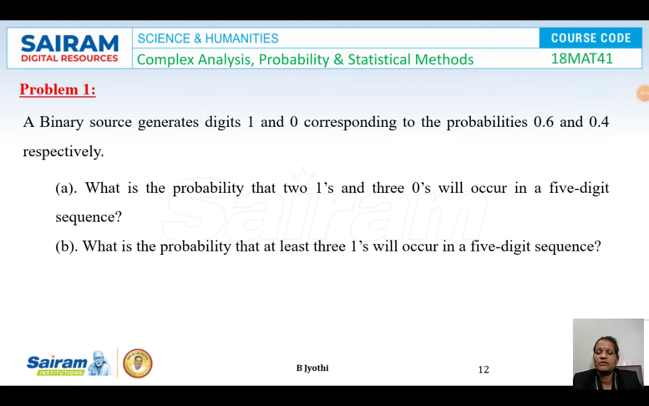Let's see the first problem. A binary source generates digits 1 and 0 corresponding to the probabilities 0.6 and 0.4 respectively. What is the probability that 2 ones and 3 zeros will occur in a 5-digit sequence? And what is the probability that at least 3 ones will occur in a 5-digit sequence?